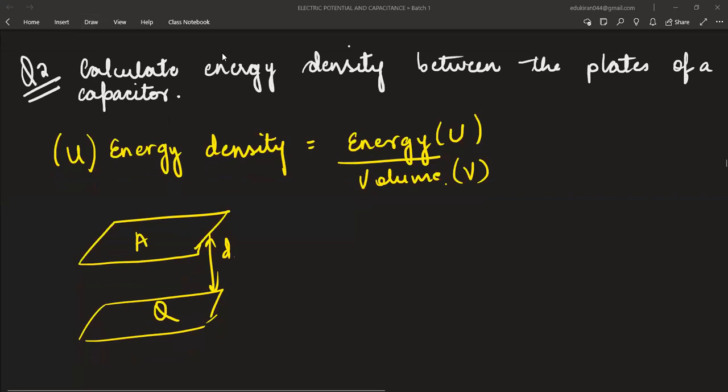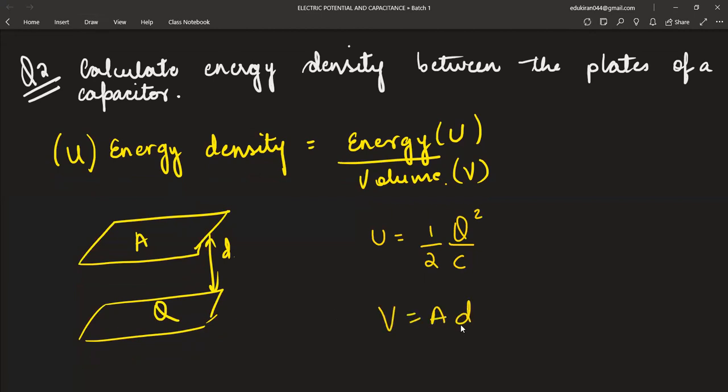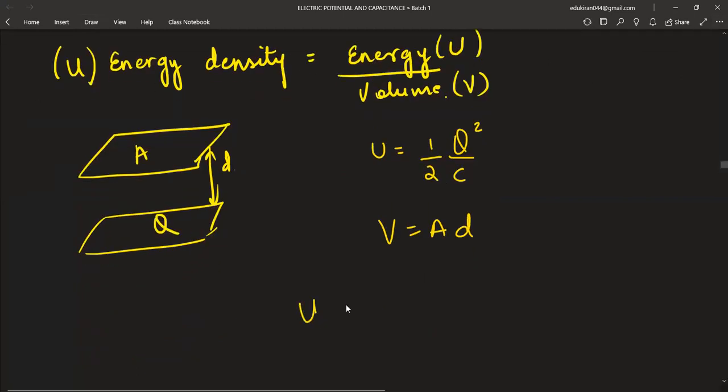Yes, class. Now we have to calculate the energy density between the capacitors. Energy density simply means energy per unit volume. We have calculated the energy; energy was half Q square by C. Now, when we are talking about volume, volume is always area multiplied by thickness. So let us divide these two. When we are calculating the energy density, it is energy, which is Q square by 2C, divided by volume.